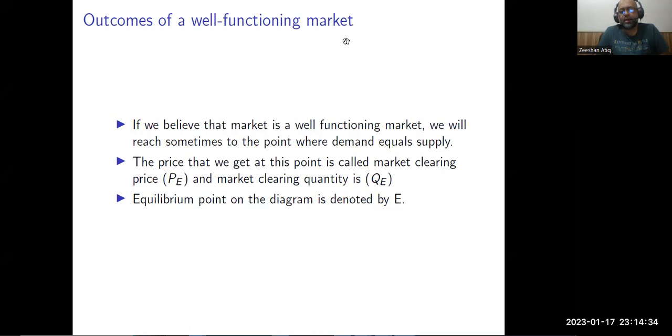If we believe that the market is a well-functioning market, where all the assumptions of the free markets are followed, we will sometimes reach the point where demand equals supply. The price that we get at this point is called the market clearing price and market clearing quantity. Equilibrium is denoted by the point E.